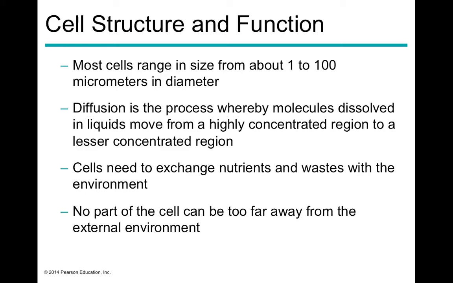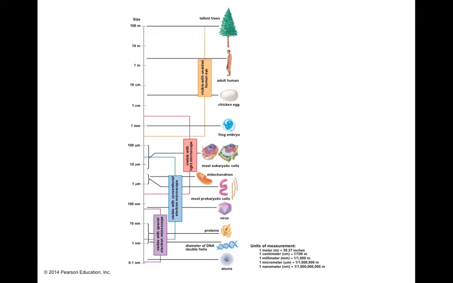It would end up suffocating in its own cellular waste and not able to get enough oxygen, so it would end up oxygen starved, because cells need to exchange nutrients and waste with the environment just like a human individual does. And for that reason, no part of the cell can be too far away from that external environment where gas exchange and nutrient exchange occurs. And so cells, as they start to get too large, they're going to divide to get a little bit smaller.